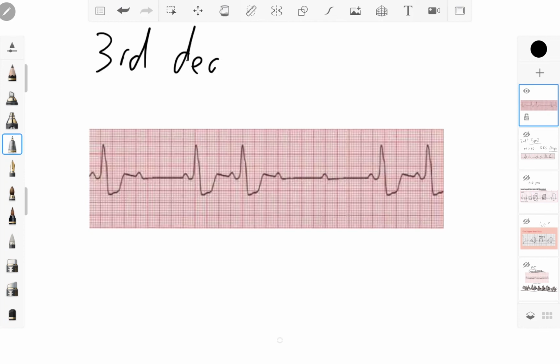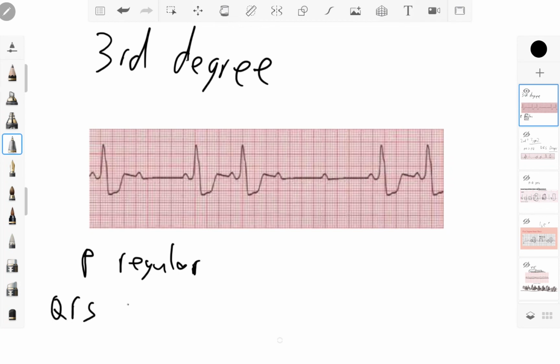Third degree. So how do I know it's a third degree? What are the definitions of a third degree? So there is dissociation. Dissociation, big word. Your P waves are regular. That's the most important piece. What that means is that your P waves are going to continue as normal, and your QRS is also going to continue as normal. So these are out of sync, they're misaligned.